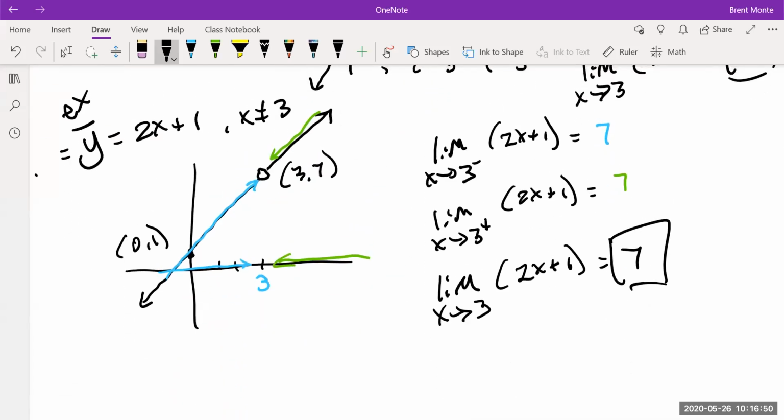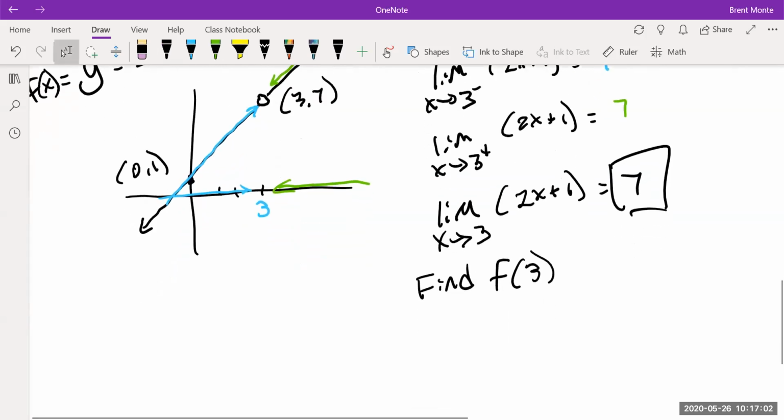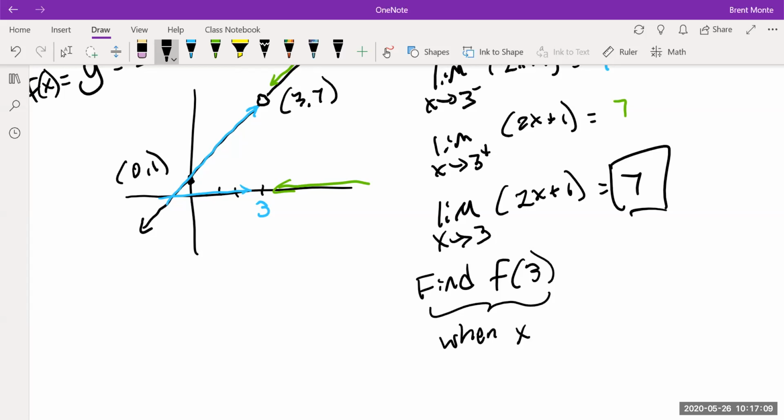So now if this is my f of x, and I said find f of 3, well, remember what f of 3 means. It means when x equals 3, what is y? That's the question that's being asked. But you know what? It's an empty hole right there. 3 is not in our domain. So this is going to be undefined.